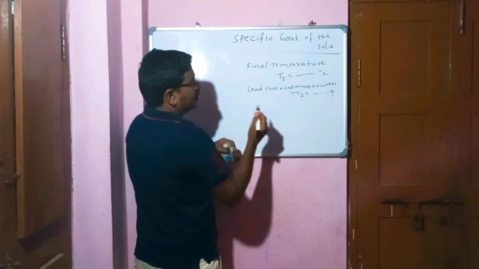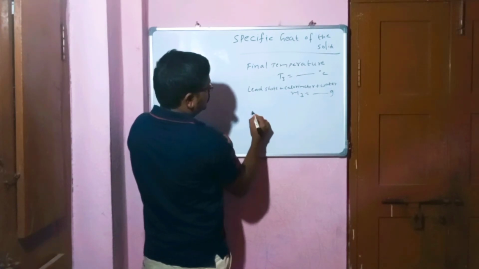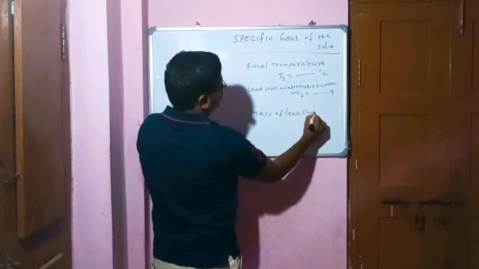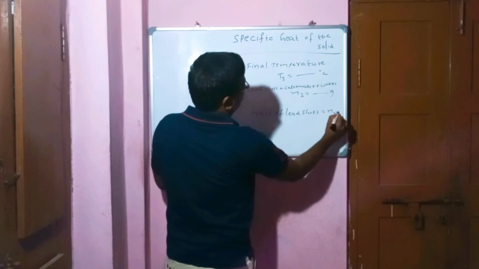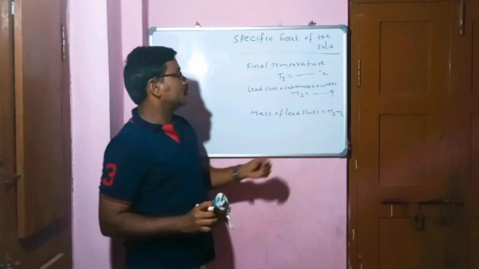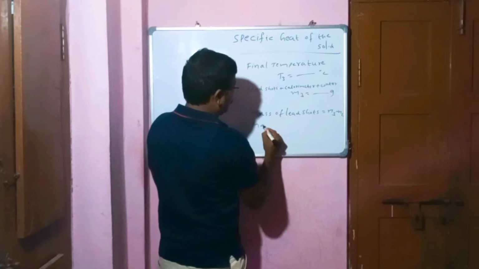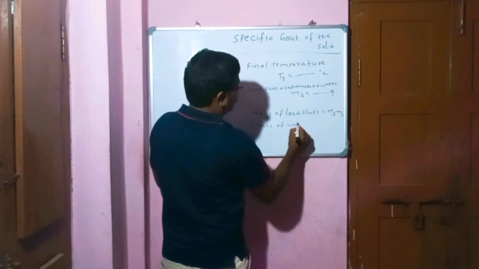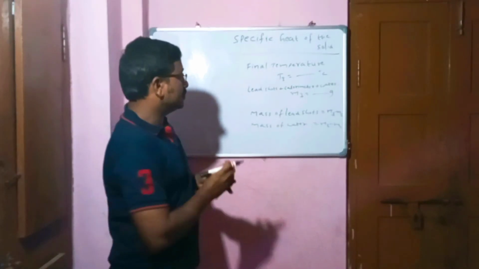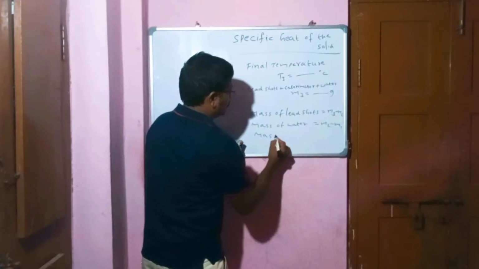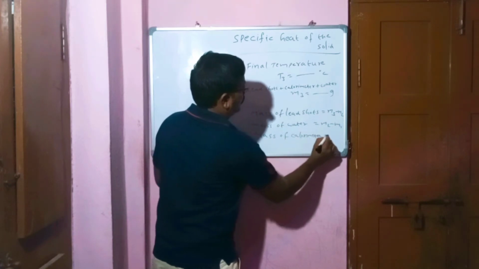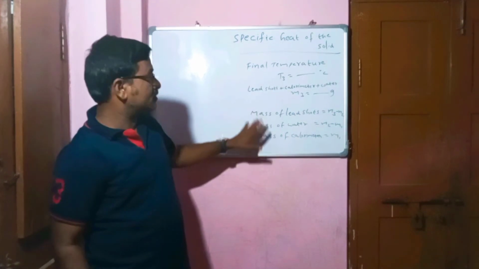Next, I want only the mass of the lead shards. Only the mass of the lead shards means M3 minus M2. Next, the mass of the water is M2 minus M1. Okay, mass of the water, mass of the lead shards, mass of the calorimeter M1.